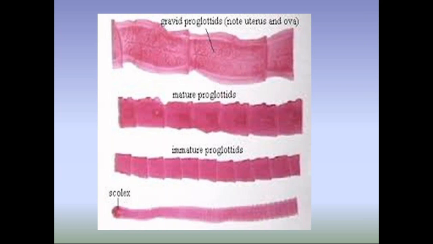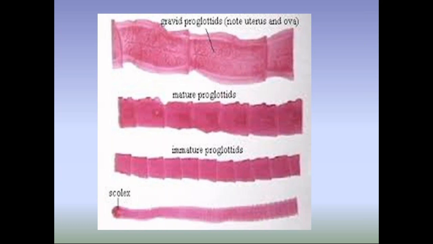Outer eggshell filled with yolk material, embryo pore is present inside. Three pairs of hooklets are there. This embryo pore is nothing but the radially striated, brown, thick-walled material. That is called the embryo pore. And three pairs of hooklets are present.